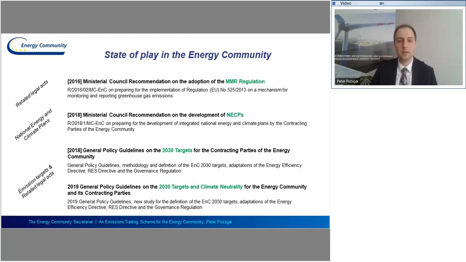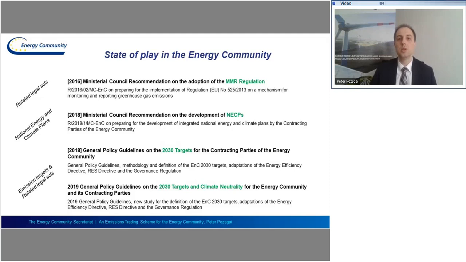Already in 2016, the Ministerial Council proposed the adoption of a regulation, which is an element of the ETS legal package. This regulation, called the MMR Regulation in short, was about the mechanism for monitoring and reporting the greenhouse emissions. The reason for this is that this is the first step: you have to be aware what kind of emissions are emitted, by whom and to what extent, if you want to put in place any measures to price these emissions and to reduce these emissions.